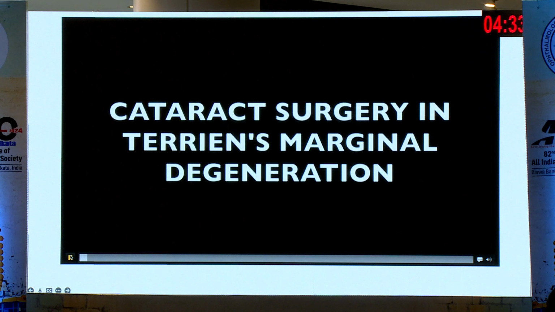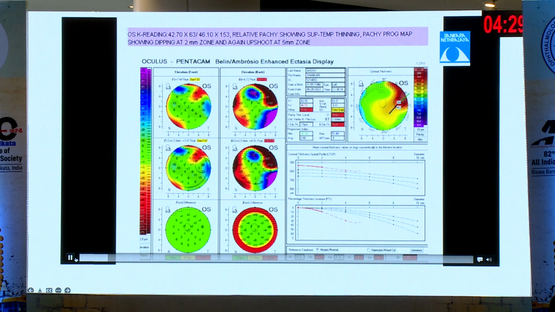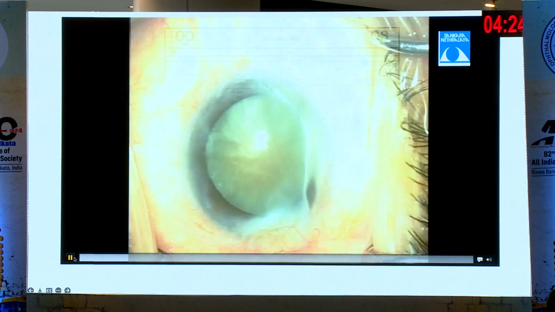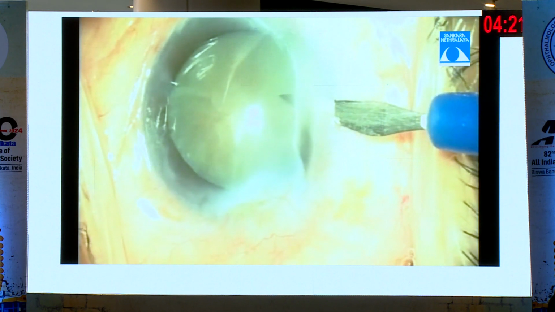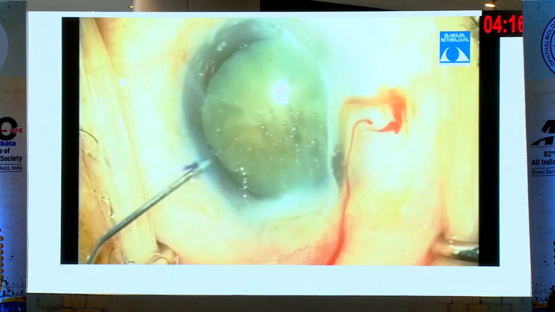This is a video of cataract surgery in Terrien's marginal degeneration. As you can see, the thinning is superior here, but in atypical cases, the thinning may be there inferiorly also. So surgery as such is a little bit of a challenge. The bigger challenge is calculating the astigmatism and calculating the intraocular lens power.